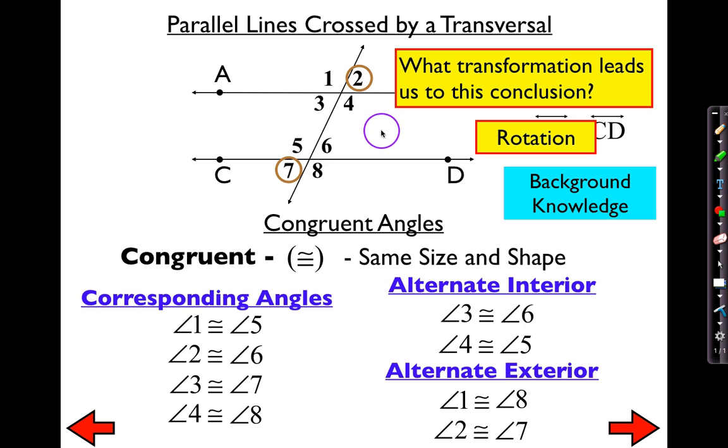Now, one thing that I do want to mention is some students might say, oh, wait, couldn't you consider 7 and 8 to be alternate exterior because they're on the outside, one's on the left, one's on the right? The answer is no, because 7 and 8 are considered to be supplementary angles, so please don't confuse them.